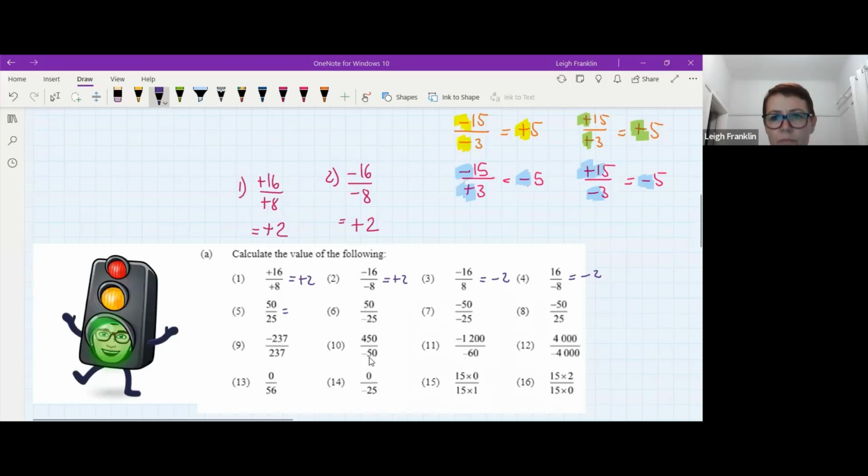Positive 50 divided by positive 25 is? It will give us a positive 2. Oh, that's lovely, Tatum. Well done. Good job. Okay, Intekelo, you're next. Do 6 for us, Intekelo.